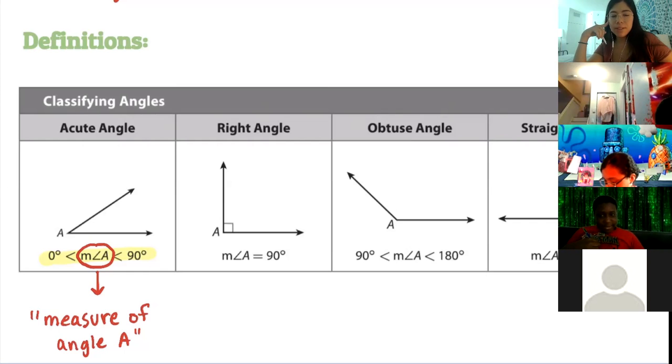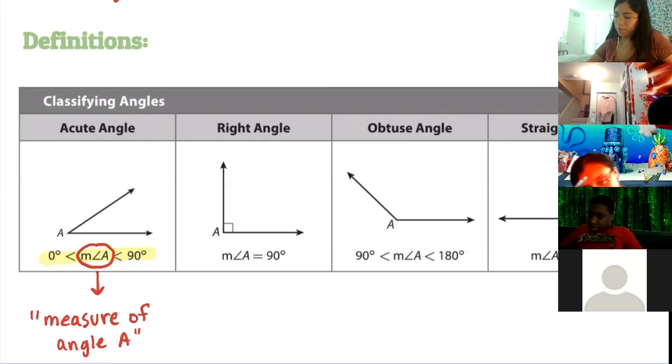Don't stress about the symbol or the number. I just want to know what this inequality is saying in real words. What is it saying? That the measure of angle A is between 0 degrees and 90 degrees. Say that again, Perla. That the measure of angle A is between 0 degrees and 90 degrees. There you go. You got it.